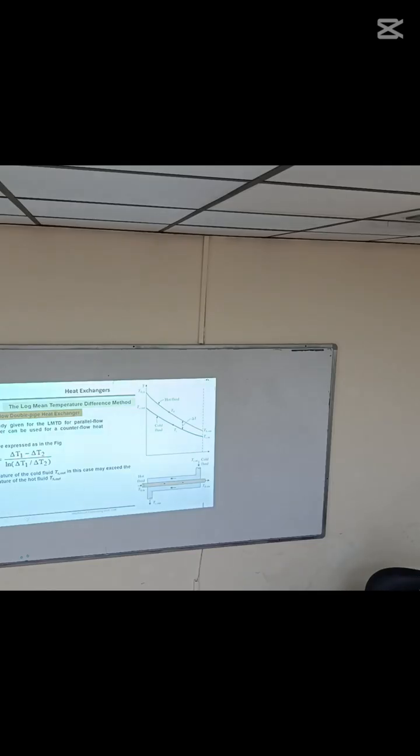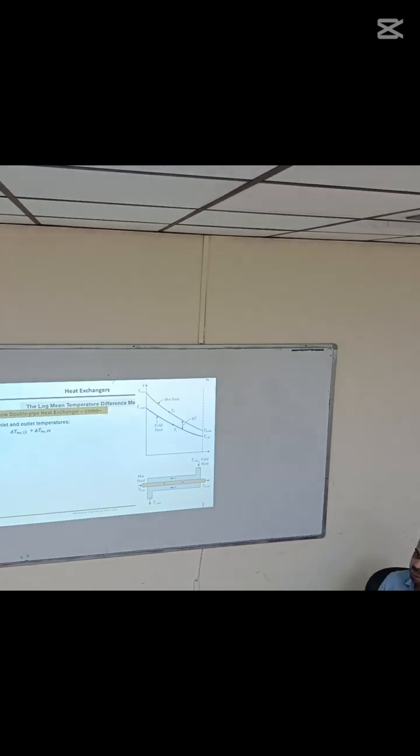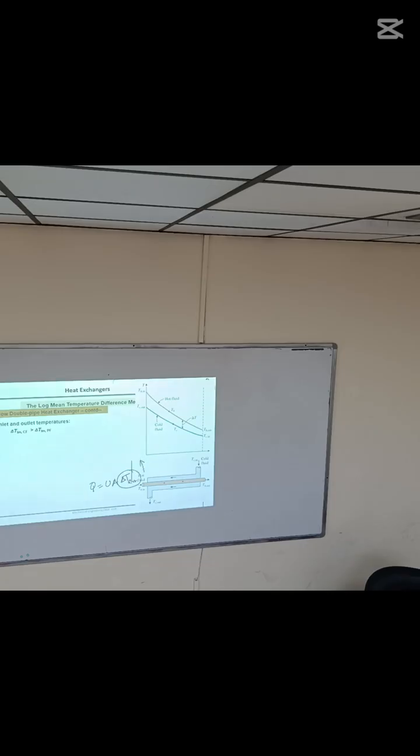Temperature difference at inlet, temperature difference at outlet. Okay, we have discussed these points. So for specified inlet and outlet temperatures, delta TLM of counterflow will always be greater than delta TLM of parallel flow. So in this equation, Q dot is equal to UA delta TLM. This will always be higher for counterflow. So it means we will always get higher heat transfer in counterflow.